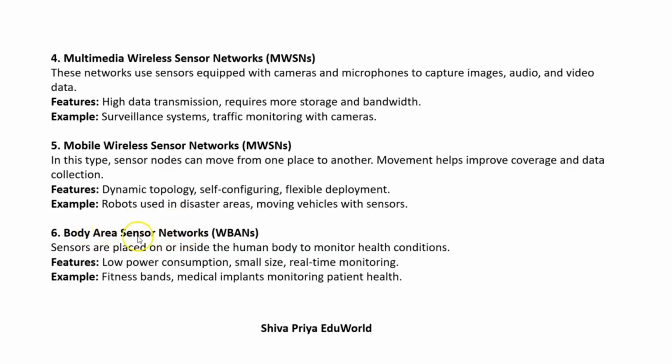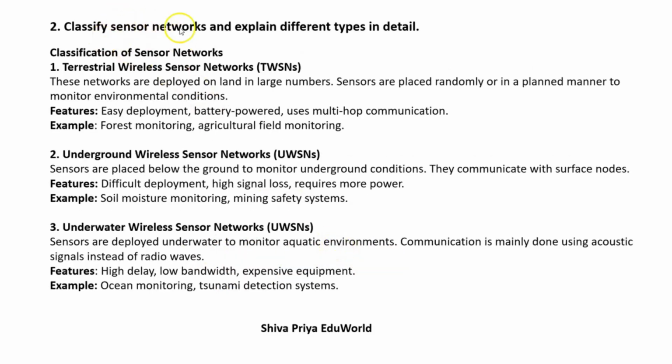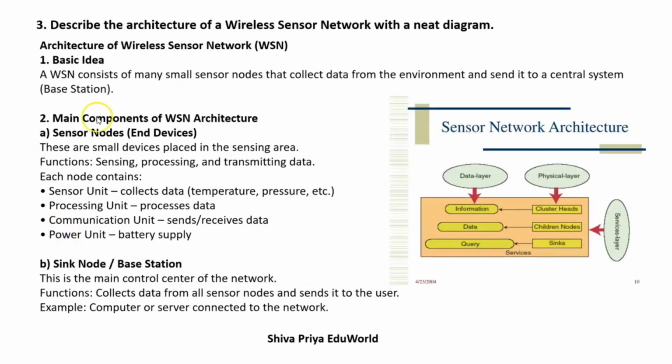Body area sensor networks: sensors are placed on or inside the human body to monitor health condition. We use them in fitness bands and medical implants monitoring patient health. Clear? The features are low power consumption, small size, like a watch, and real-time monitoring. These are the features. This is how exactly sensor networks work in our daily life. Let us move to the next question.